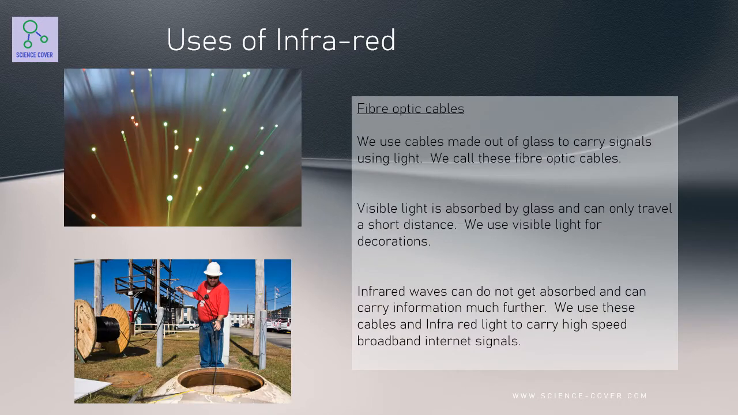Fiber optic cables are cables made out of glass that carry signals using light. Visible light is absorbed by the glass and so can only travel a short distance. We use visible light for decorative purposes. However, infrared waves do not get absorbed by the glass and can carry the information much further. We use these cables and infrared light to carry high-speed broadband internet signals.